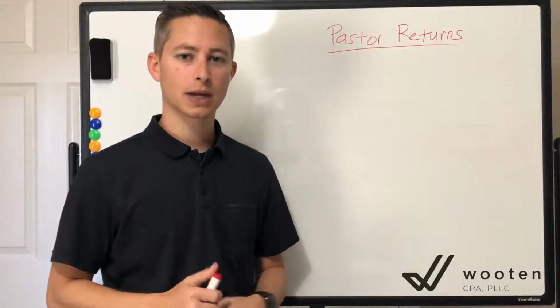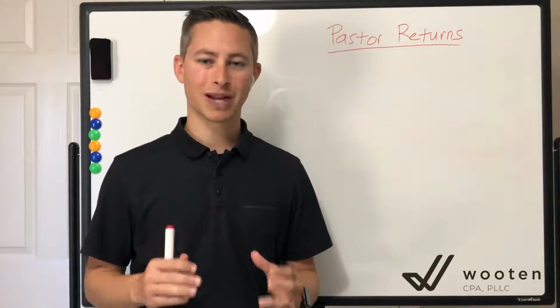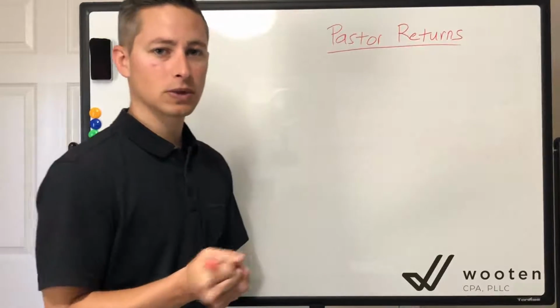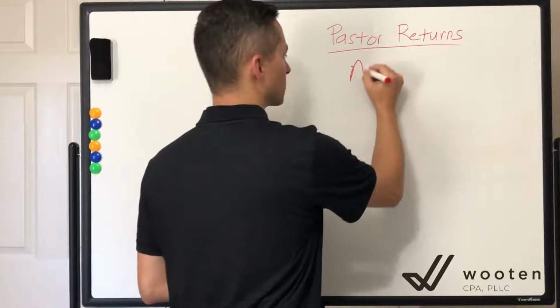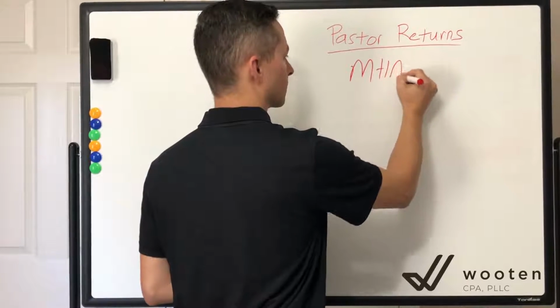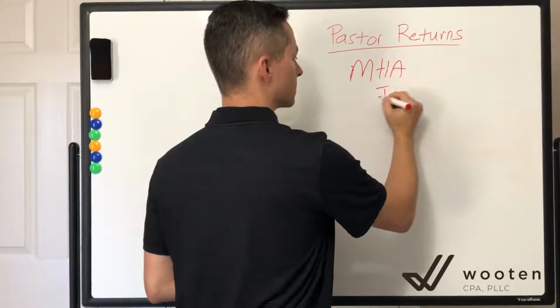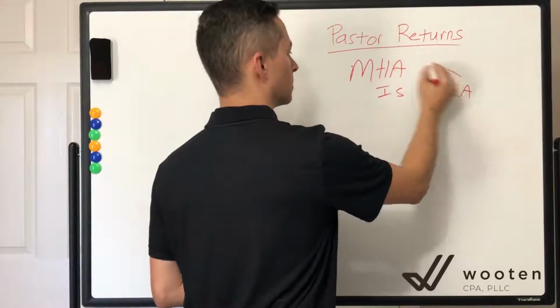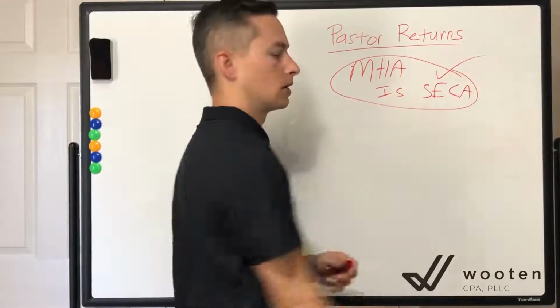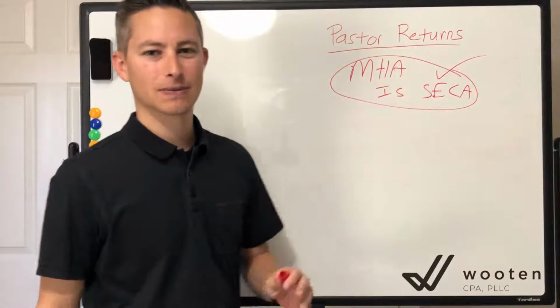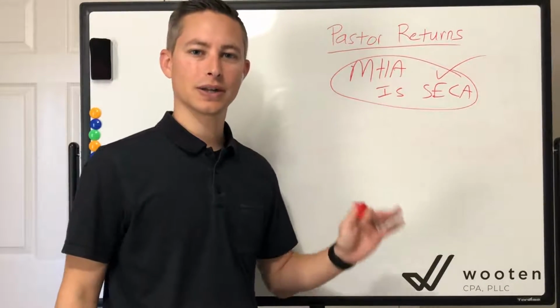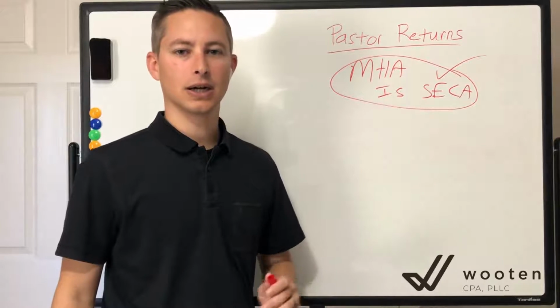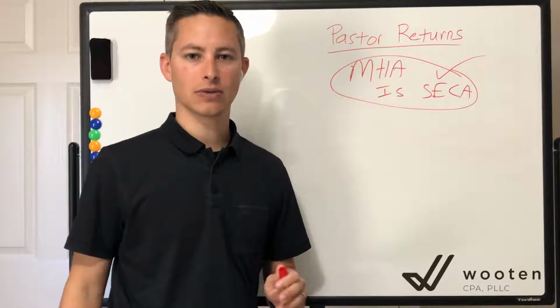So a couple of quick recaps when you are looking at your pastor tax return. That first one, if you remember, is your minister housing allowance is subject to SECA, self-employment. So you want to make sure that your minister housing allowance number is included on that Schedule SE as it is calculating your self-employment tax.